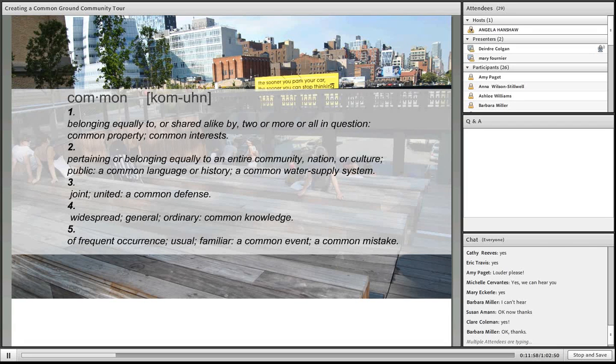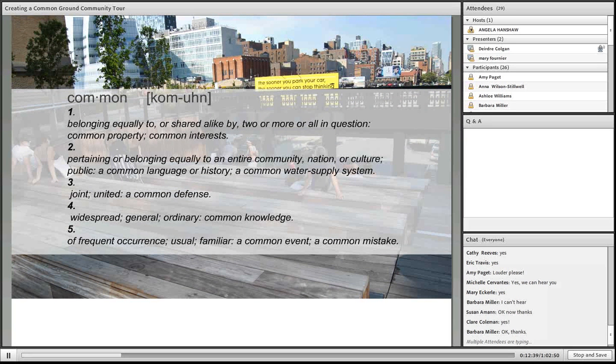When you dive deeper into the meaning of common, not only does it mean belonging equally to an entire community, nation, or culture, but it also means something very ordinary, like common knowledge, something very familiar. The reason I'm drawing your attention to this is that these sites are oftentimes so close to us and so everyday that we manage to overlook them. I also want to remind you that as a librarian, you yourself are perfectly qualified to lead and design this tour. However, there's a couple of different ways you can go about it.